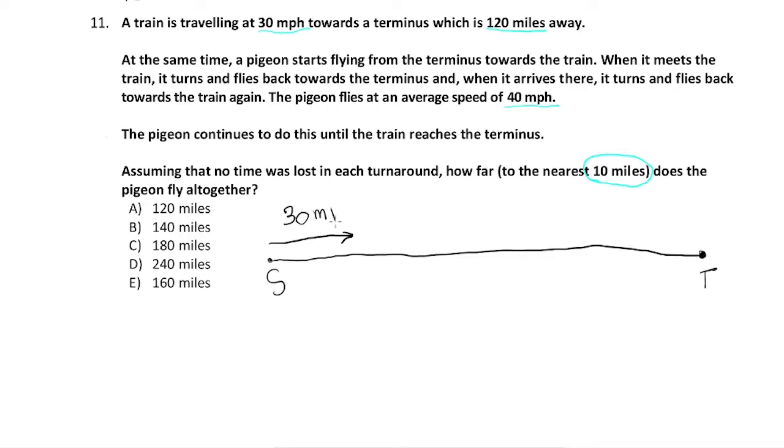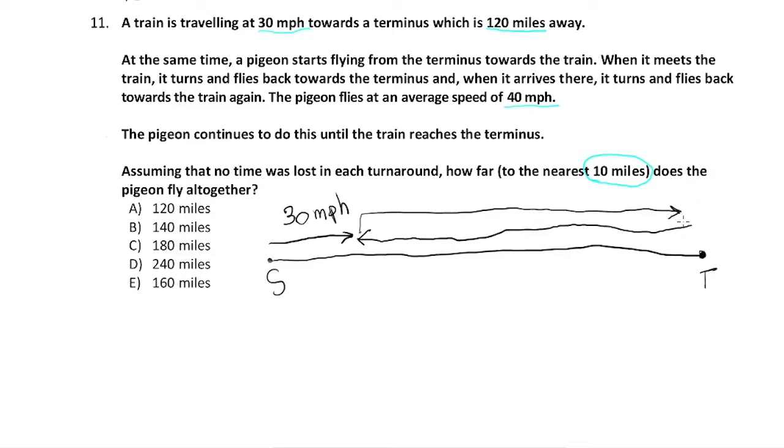30 miles per hour. But we also know that at the same time we have our pigeon that is going in the direction of our train, and when it meets the train it turns around and it goes back to the terminus. Then it does the same thing, starting from the terminus, and it goes to the train. This continues until the train reaches the terminus. So we want to calculate how much time the train takes to reach the terminus.